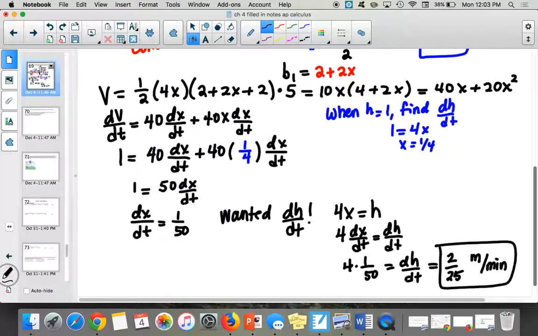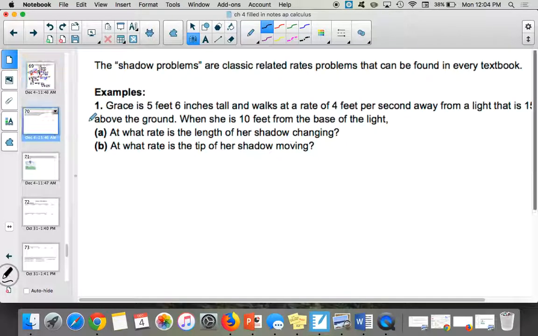That's our answer. Okay, so don't freak out if you solve for the wrong thing. You can always get it. Okay, does this make sense? It's a hard one. It's a lot for the very first problem. I probably should have done the shadow one first. All right, so let's try the shadow one.